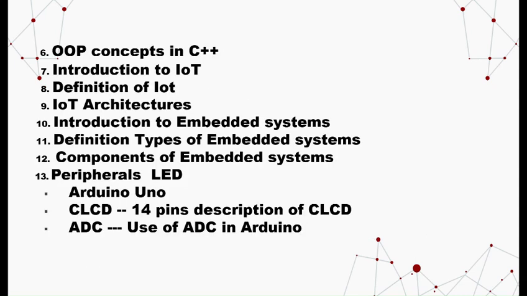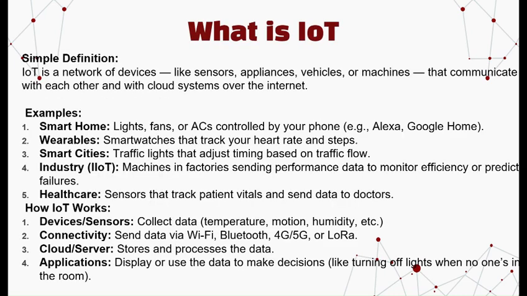So, OOP concepts in C++ we have learned, and introduction to IoT, definitions of IoT, IoT architectures, introduction to embedded systems, definition, types of embedded systems, components of embedded systems, peripherals like Arduino Uno, CLCD, 14-pin description of CLCD, and ADC, use of ADC in Arduino. We have seen these concepts.